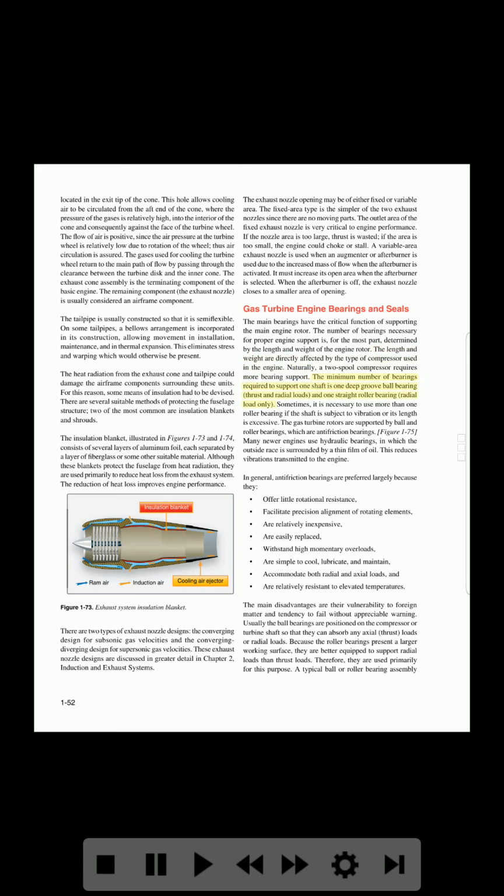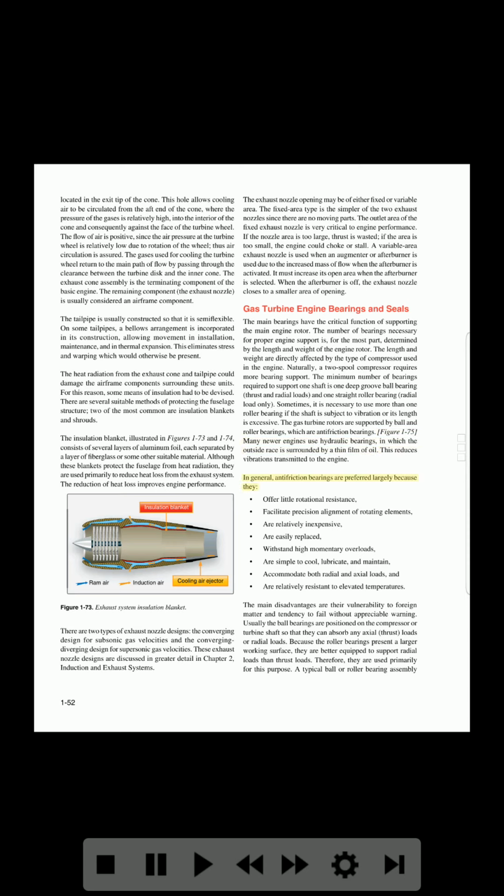Naturally, a two-spool compressor requires more bearing support. The minimum number of bearings required to support one shaft is one deep groove ball bearing, for thrust and radial loads, and one straight roller bearing, for radial load only. Sometimes it is necessary to use more than one roller bearing, if the shaft is subject to vibration, or its length is excessive. The gas turbine rotors are supported by ball and roller bearings, which are anti-friction bearings. Figure 1-75. Many newer engines use hydraulic bearings, in which the outside race is surrounded by a thin film of oil. This reduces vibrations transmitted to the engine.